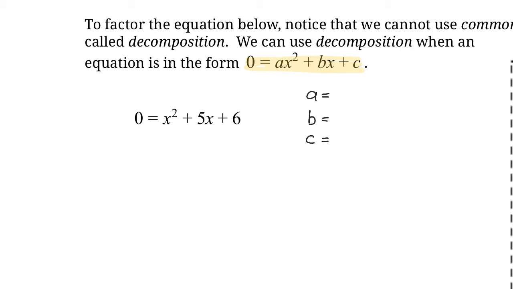The A value is the value that is attached to, or in front of, your x squared term. If we take a look at our equation, we don't necessarily see a number in front of the x squared, but remember, if we don't see a number, the value there is 1. So our A value is 1. The B value is the value that is attached to, or in front of, the x. So in our equation, our B value would be 5. And the C value is the number found at the very end of your equation. So our C value would be 6.